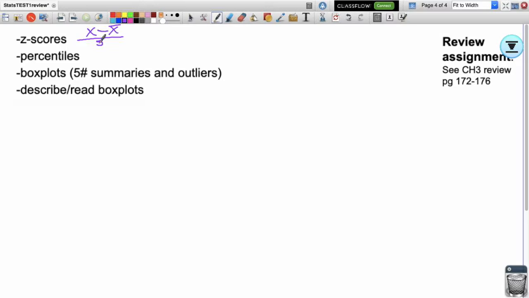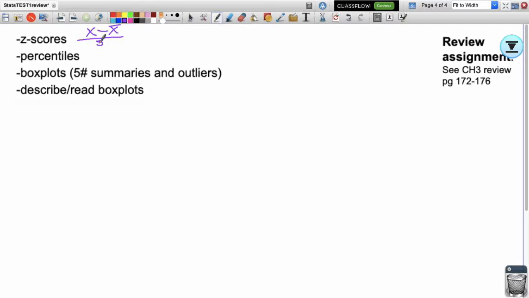And lastly is going to be box plots. You need to be able to calculate a 5-number summary: minimum, first quartile, median, third quartile, and maximum. You need to know how to calculate for outliers. Okay? So that's 3 steps. Make sure you study those. So you find your IQR, times it by 1.5, add it and subtract it.